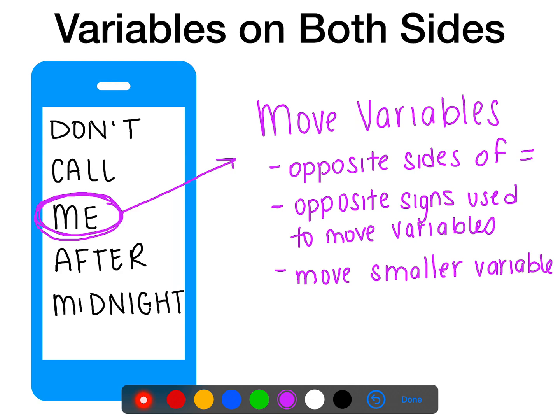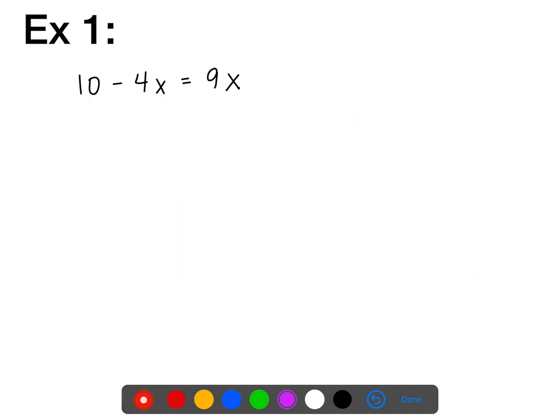So if we take our "don't call me after midnight" and we apply it to an equation, it's going to look something like this. Our first example is 10 minus 4x equals 9x. I right off the bat see there's nothing I have to distribute. There's no like terms for me to combine. So I'm right at the step where I'm going to move my variables. I have a negative 4x on the left side and I have a 9x on the right side. So I want to move the negative 4x because it's smaller and because there's more going on here.